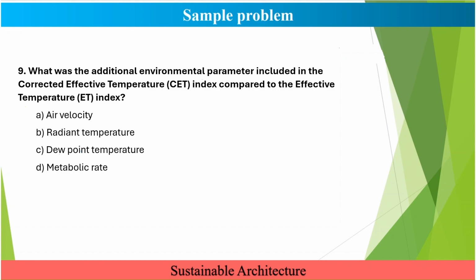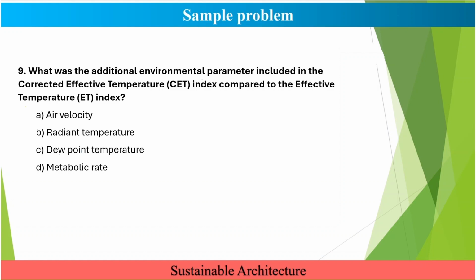That is, the corrected effective temperature index included the radiant temperature as an additional environmental parameter by replacing the dry bulb temperature. Initially the dry bulb temperature was considered, but then the dry bulb temperature was replaced with the globe temperature, thereby accounting for the effect of radiation on thermal comfort. So this was well explained. I think globe temperature was included that accounts for the radiant temperature. Is it clear? The answer is clear to all of you.